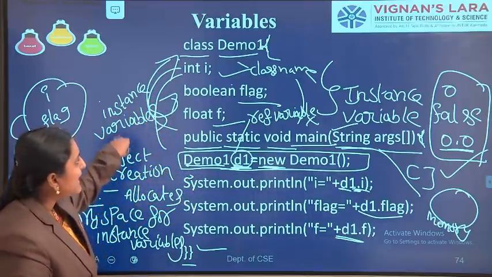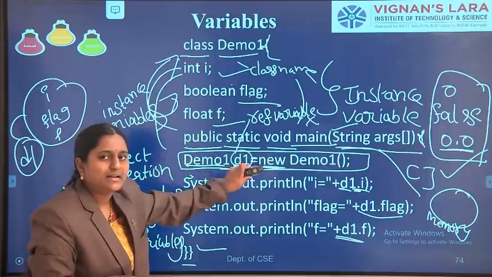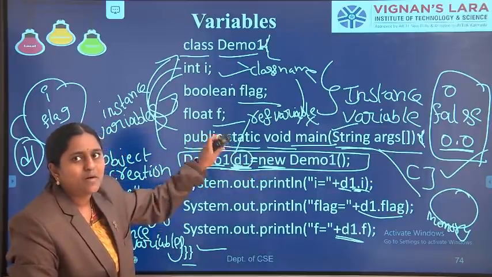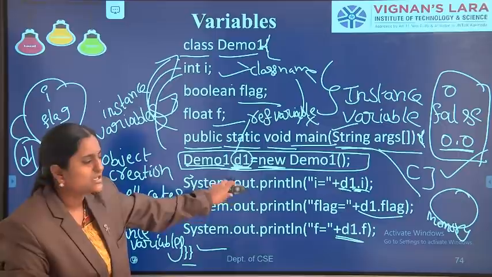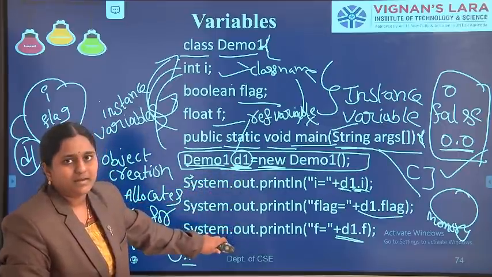But how can we access instance variables in the main method? We create the object and use the object reference to access the instance variables in Java programming.